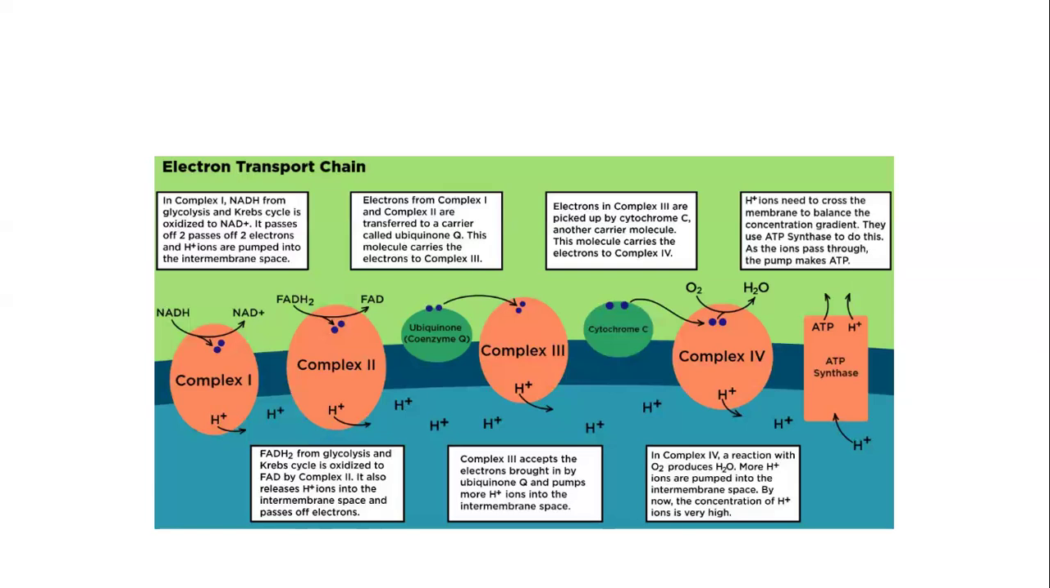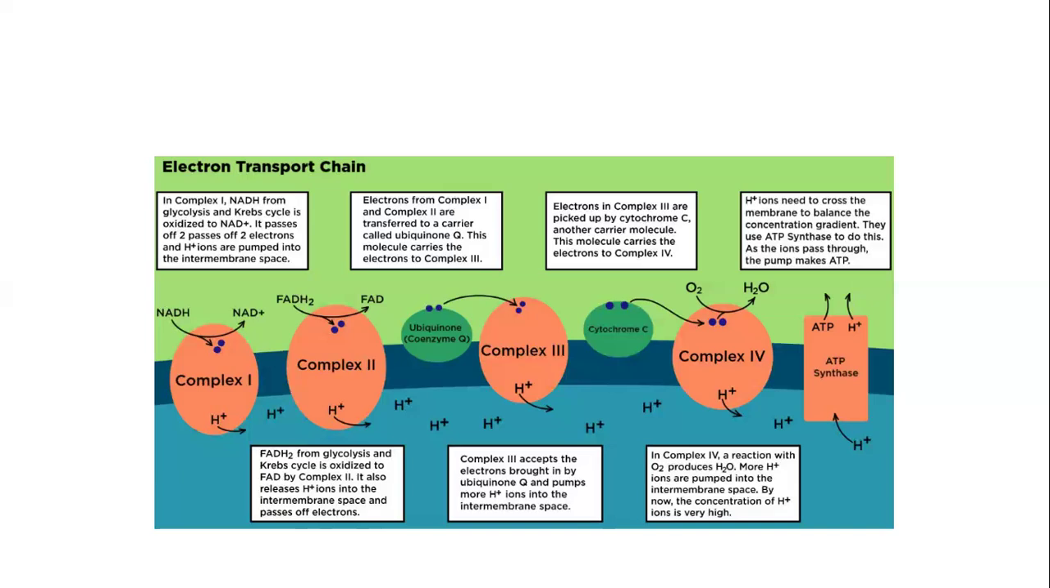So first, we had complex 1, which we called NADH dehydrogenase. It accepted the electrons from NADH, then transfers those electrons to coenzyme Q, better known as ubiquinone. Then the second complex is called complex 2. It can also be called succinate dehydrogenase.